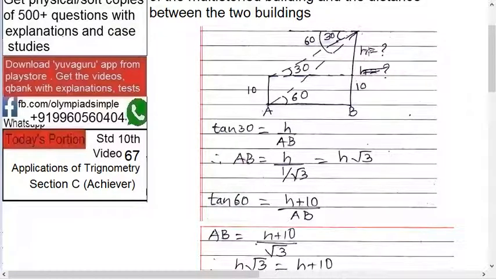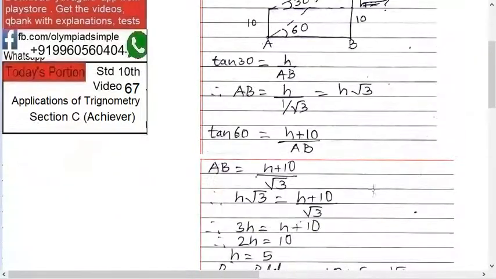tan 60 equals what? It is (H + 10) upon AB, right? Therefore AB equals what? (H + 10) upon tan 60, that is root 3. But we know AB now, it is H root 3. Therefore H root 3 equals (H + 10) upon root 3.